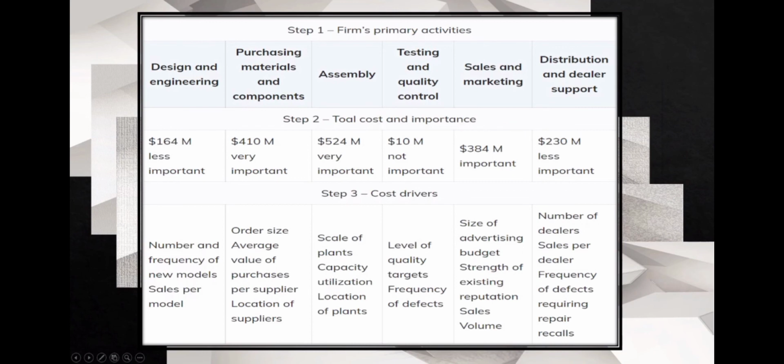For the testing and quality control, their total cost is $10 million, not important. The cost drivers are the level of quality targets and the frequency of defects. The total cost of sales and marketing is $384 million, important, with the cost drivers being the size of the advertising budget, the strength of the existing reputation, and sales value. Finally, distribution and dealer support are less important, with a total cost of $230 million, and the cost drivers are the number of dealers, sales per dealer, and the frequency of defects requiring repair recalls.